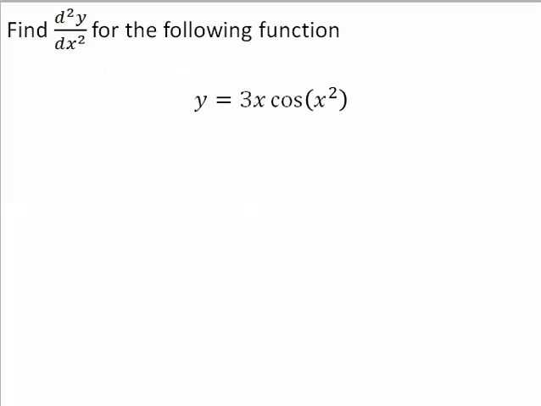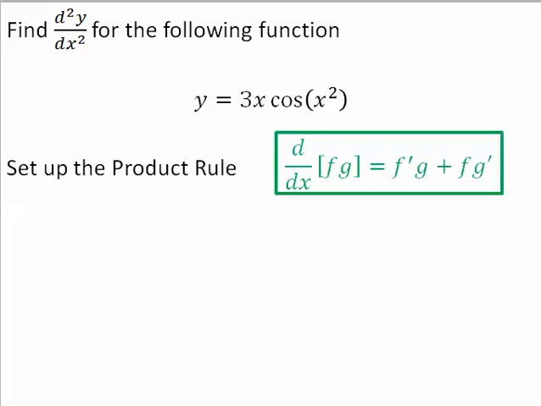3.6.48. We're going to find the second derivative of this function. To do that, we will start by finding the first derivative. Notice that the function is a product. Set up the product rule.